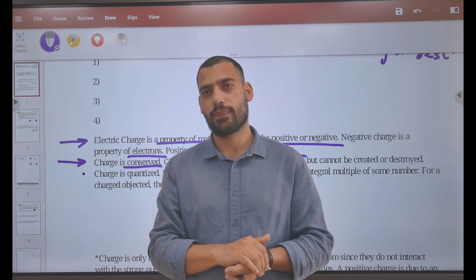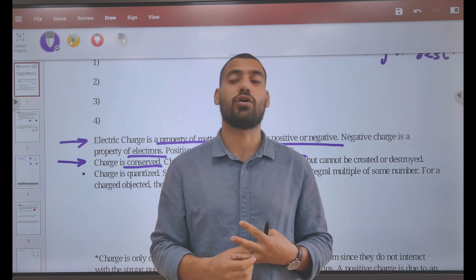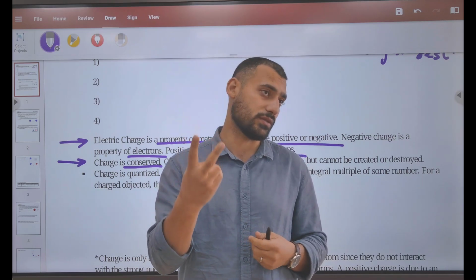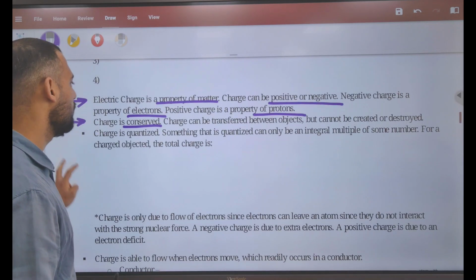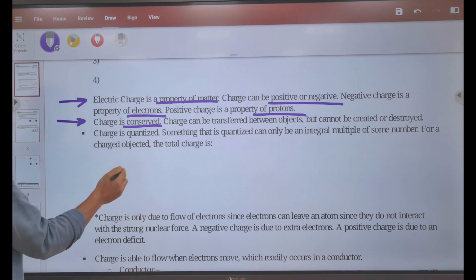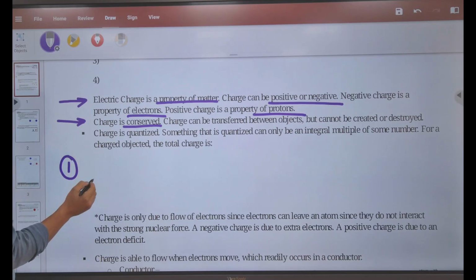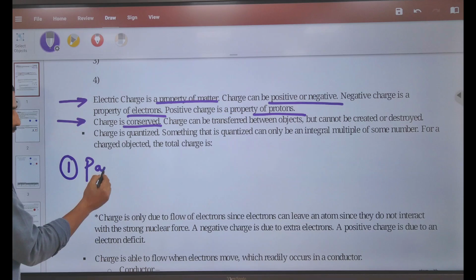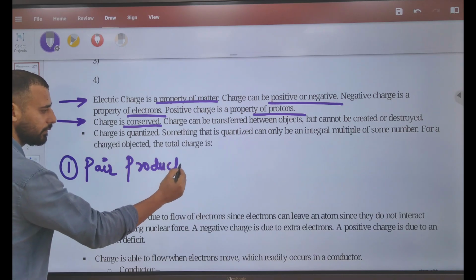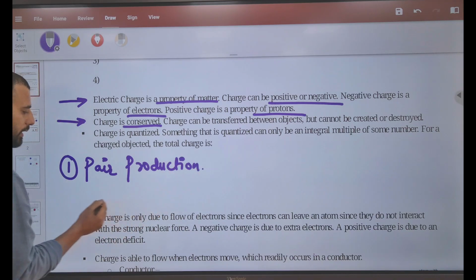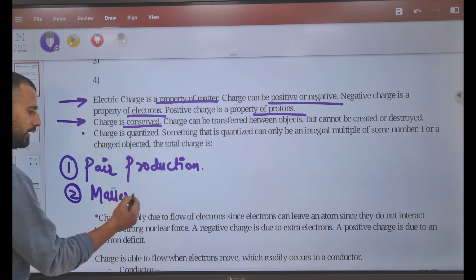Fine? But do you know there are two exceptions to this general rule or law of conservation? There are two exceptions. Remember this, it is of very much importance. One is called pair production, and the other is called matter annihilation.